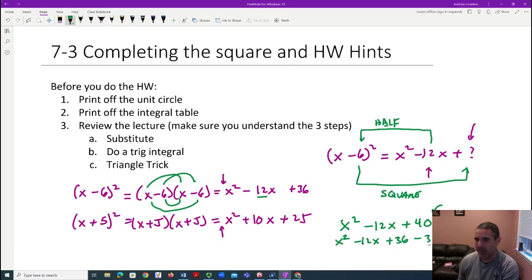So we do this clever little adding and subtracting thing. Or another way to say it is we just think of 40 as 36 plus 4. And then this is a perfect square. So then we can factor that. And that's the whole method. The whole method is to write this as a perfect square plus or minus some number.